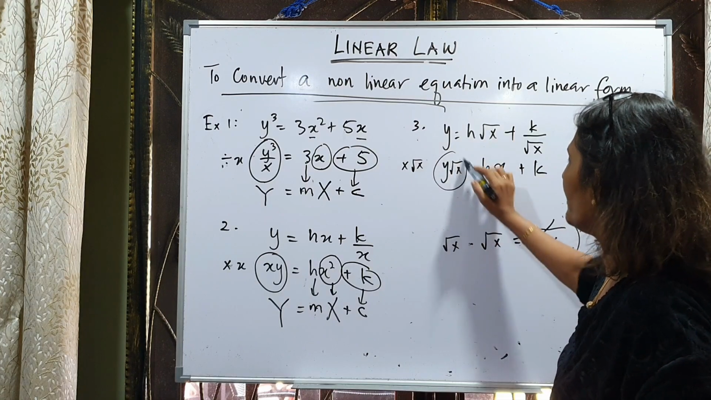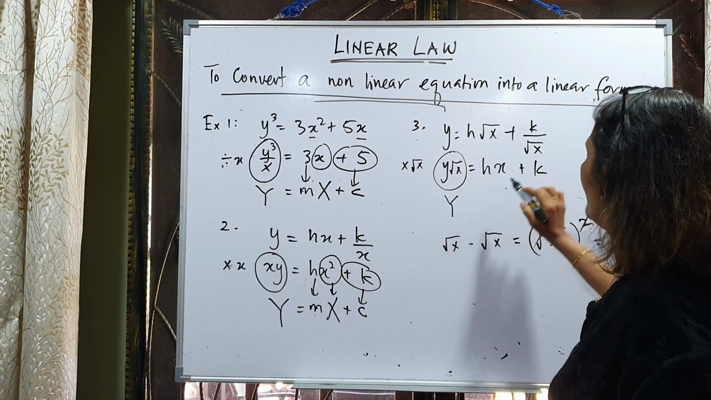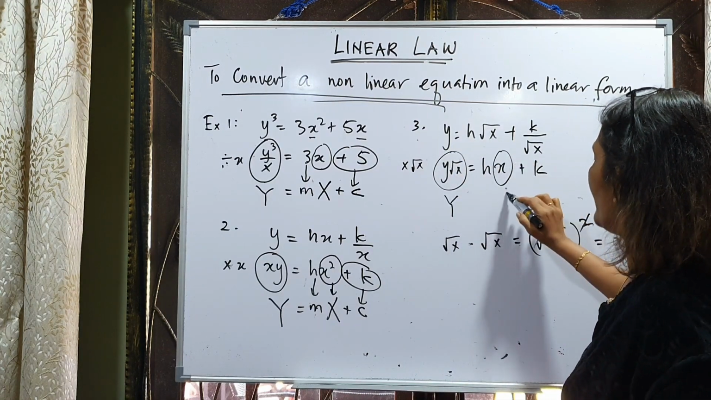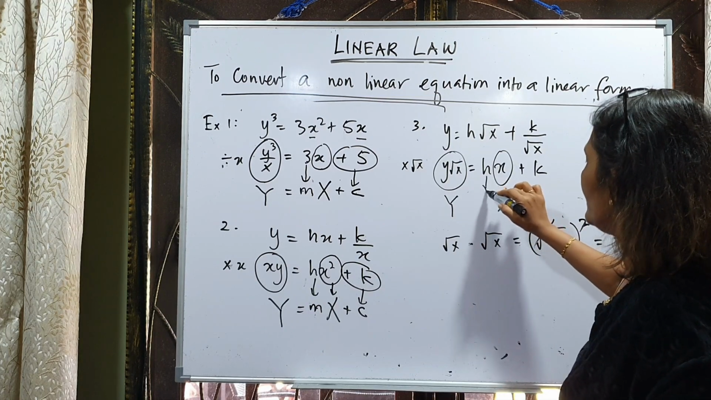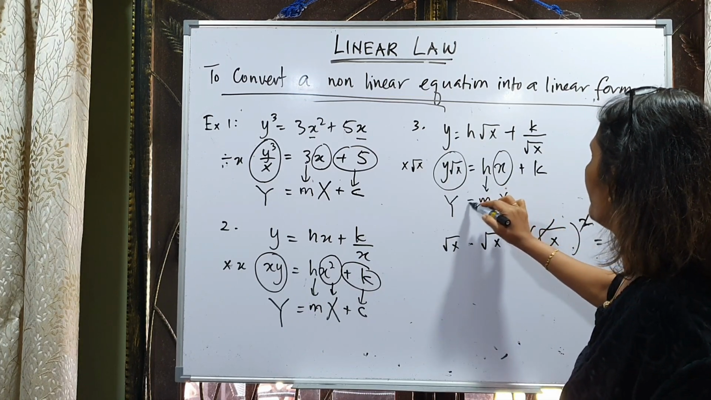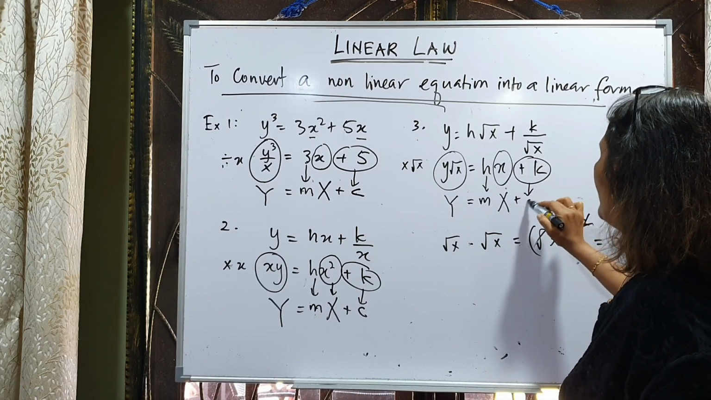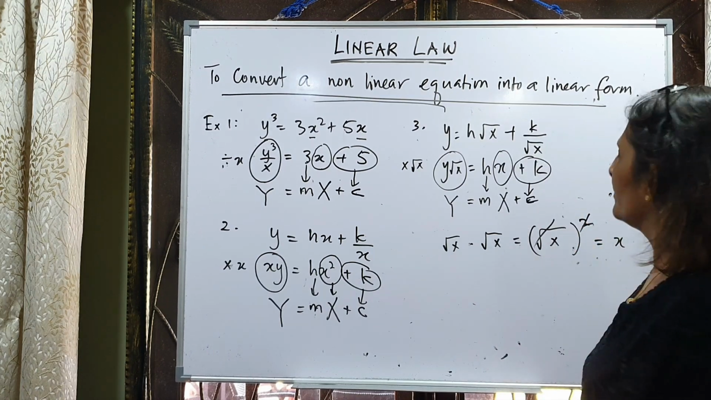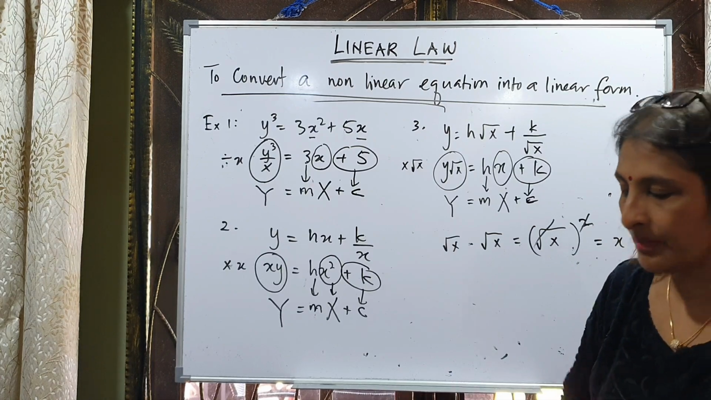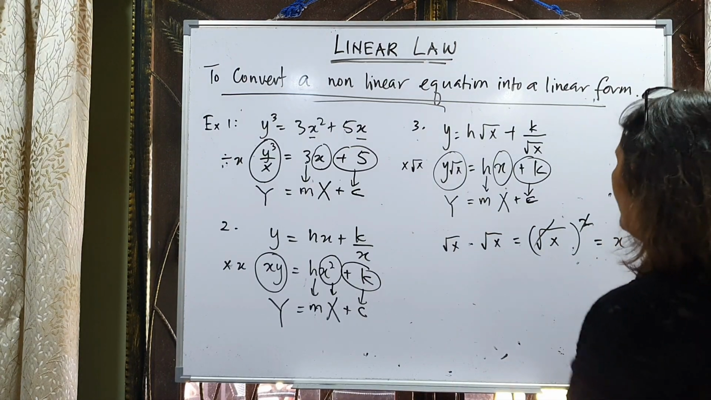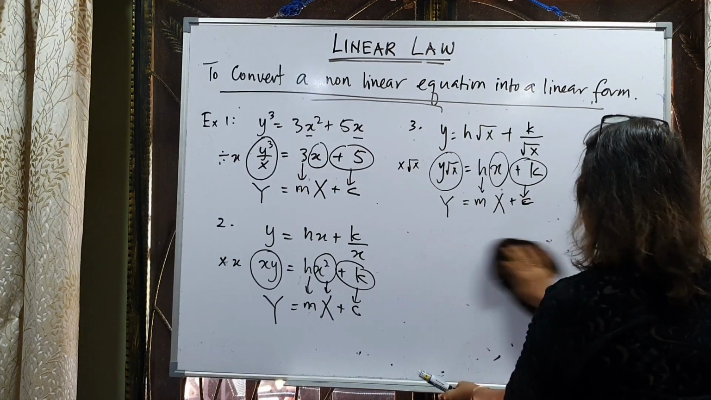So now we identify this is my capital Y and this will be capital X. So this is the m and this is the value of c. Okay, y equals mx plus c. Alright, now let's look at the next one, number 4.